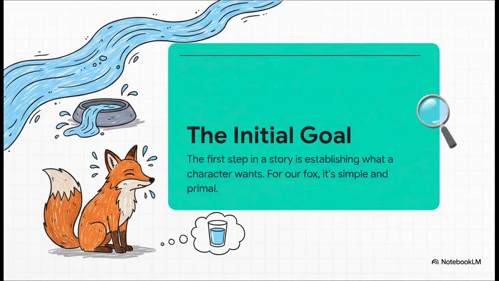And here's the thing, this is absolutely key. For a story to get going, the main character has to want something. They need a goal. For our fox, it couldn't be more simple, more primal. She wants water. And that desire, that one single goal, is the engine that's going to drive everything she does at the start of this story.